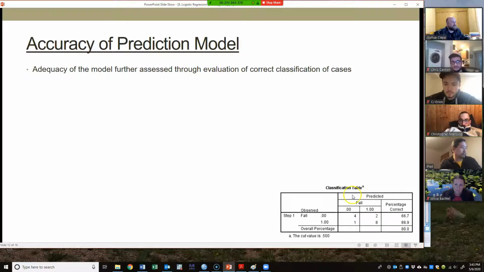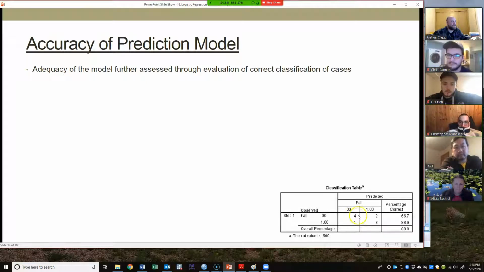So this is predicted. Did I predict a no fall? Did I predict a fall? This is what I actually observed: no fall, fall. We've got 4 people who didn't fall that my model got right. I've got 8 people who did fall that my model got right. This was someone who didn't fall, but my model predicted they did. This is someone who did fall, and my model predicted they didn't. So these two on the diagonal are correct responses.